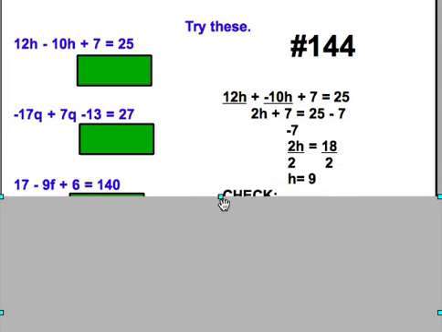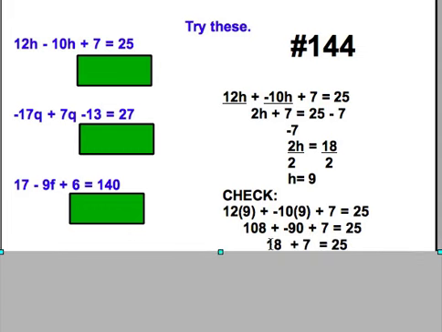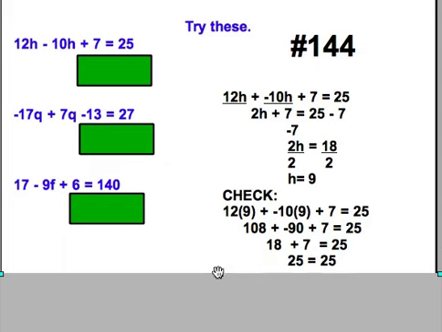I think that's correct, so I have to check, and I'm going to go back to the very first equation that's written, and everywhere I see an h, I'm going to plug in the 9. So 12 times 9 plus negative 10 times 9 plus 7. 12 times 9 is 108. Negative 10 times 9 is negative 90, plus 7. 108 minus 90 is 18, plus 7 is in fact 25. So therefore, I end up with what I needed to, h equals 9.